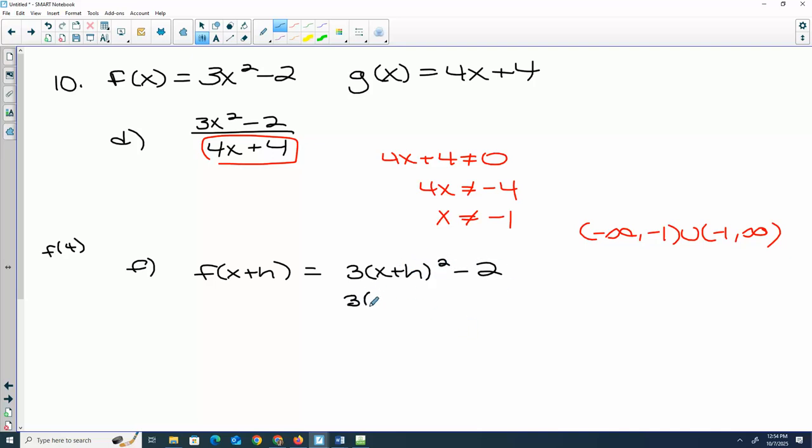Okay, how do you do x plus h squared? Boy, remember your order of operations. You have to do that exponent first. So that would give us x squared plus xh and plus xh would be 2xh plus h squared. Distribute your 3.